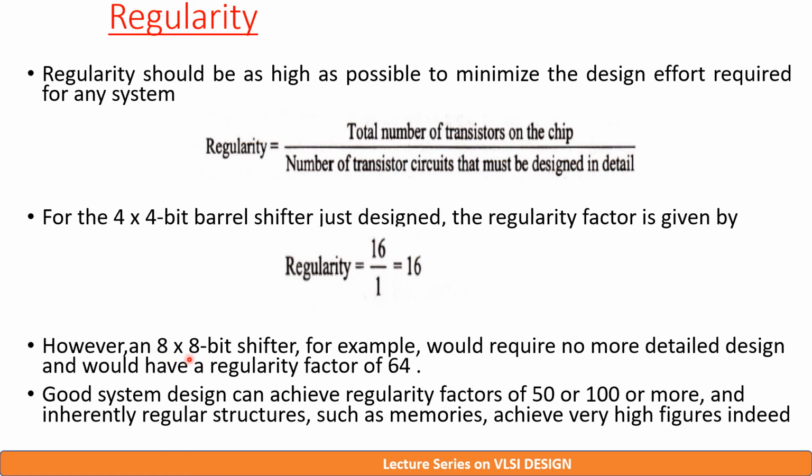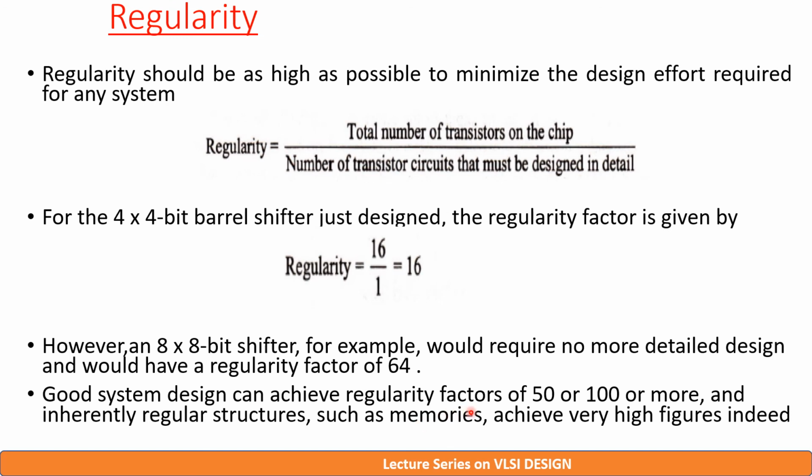Suppose we design an 8x8 shifter, then the array structure will be 8x8. It means we'll have 8x8 transistors, that is 64 transistors with 8 input lines, 8 output lines and 8 control signals. So we can design one transistor in detail and it can be replicated 64 times. Therefore the regularity factor for an 8x8 bit shifter is 64. Good system design can achieve regularity factors of 50 to 100 or more.